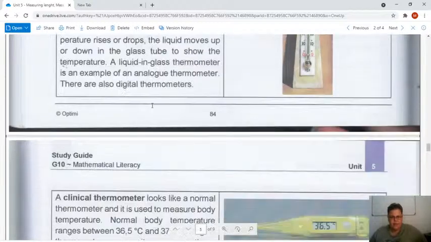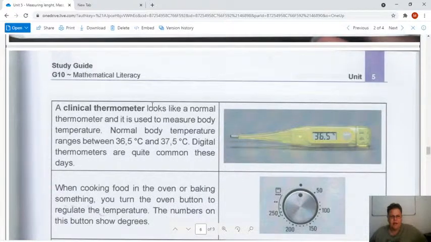Sorry, my mouse is playing around. Here we go. I've just spoken about the one that you put in your mouth or under your arm. Sometimes they even use this one to do an internal temperature test, and this is when they put it in your rear. A clinical thermometer looks like a normal thermometer. It is used to measure body temperature. Normal body temperature ranges between 36.5 and 37.5.